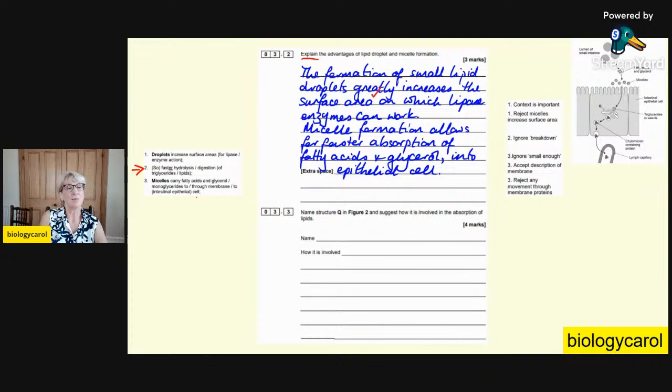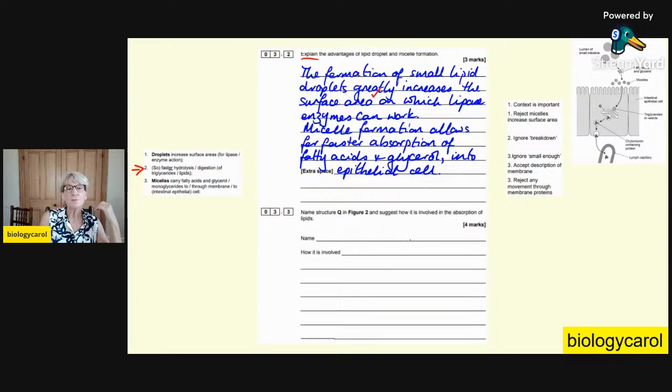And I didn't get the mark here because the words that I used here don't quite nail what they were looking for in this answer. So for safety's sake, I gave myself 1 out of 3.